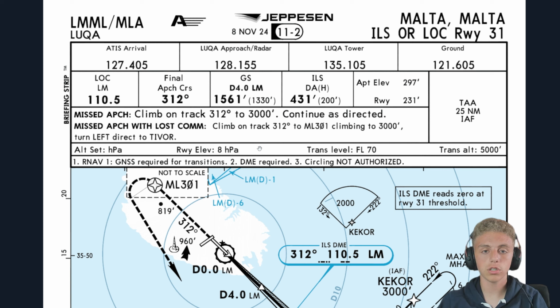Here you have the runway elevation for the QFE. I've already explained this. And here you have the transition level and transition altitude. The transition level is the flight level at which, as you're descending, you will change from the standard to the local QNH or the local QFE. Transition altitude is the opposite. As you're climbing, it is the altitude at which you will change from the local to the standard, 1013.25.